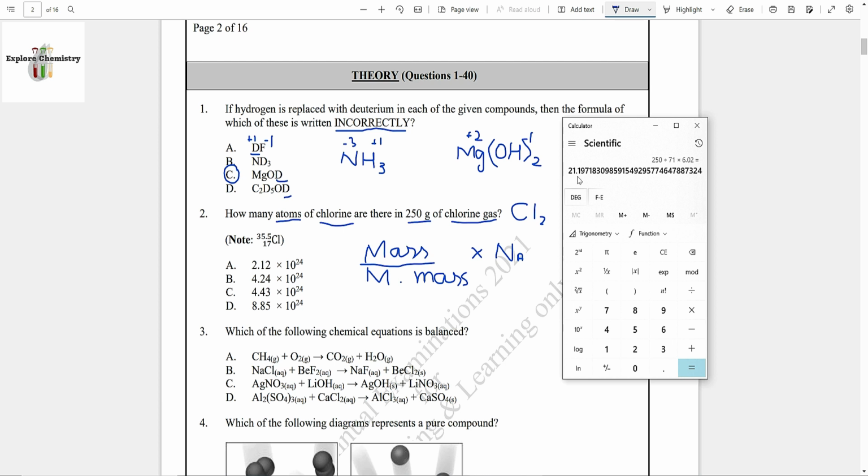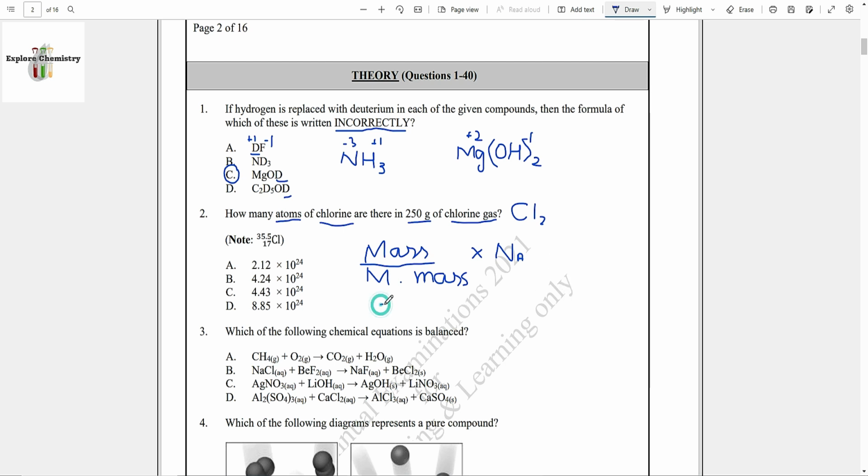So the answer is 21.19. It can be written like this, 2.19 exponent 24. I have shifted the decimal, so it becomes exponent 24, not 23. But see, these are the number of molecules of chlorine gas, not the number of atoms. We need to find out the number of atoms. One molecule of chlorine gas contains 2 atoms of chlorine.